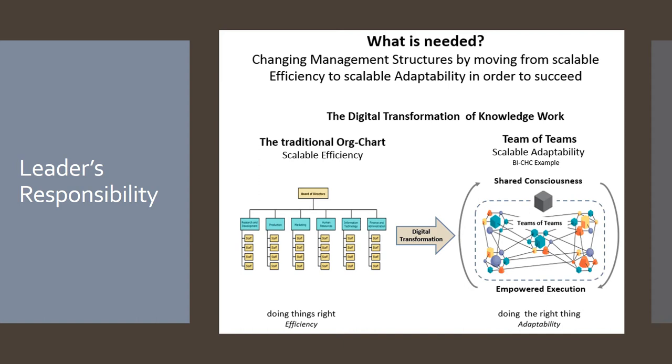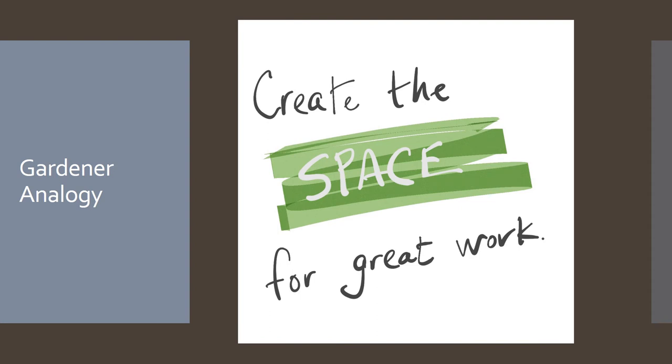type of organizational structure? The first thing that a gardener does, the first thing that this leader does, is create the space for great work. I remember I decided to do a little garden, and I thought I would just do it.